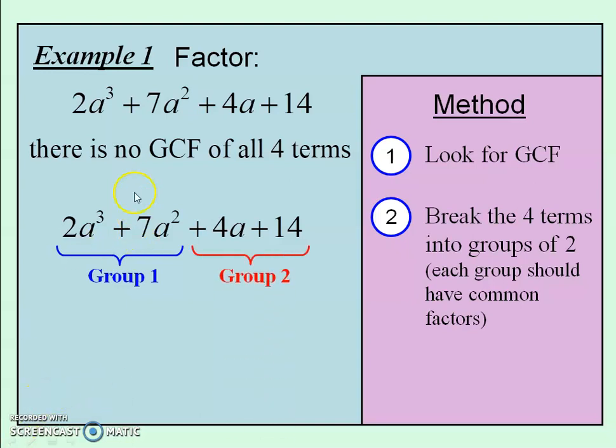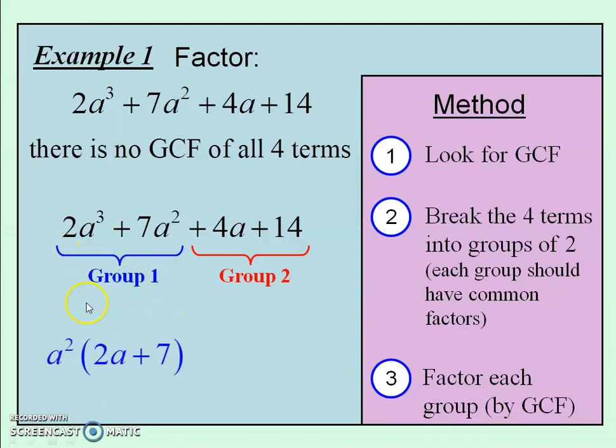If you had, let's say, decided to group the 2a cubed with the 4a, and the 7a squared with the 14, you also would have gotten the correct answer just in a slightly different way. But for now, I chose to group them like this and like this. And from each group, I'll factor out the GCF. So the GCF of this group here is a squared. When I factor that group, I'd get a squared, and what would be left is 2a plus 7. And in this group, my GCF is 2. When I factor that one, I'm left with 2a plus 7.